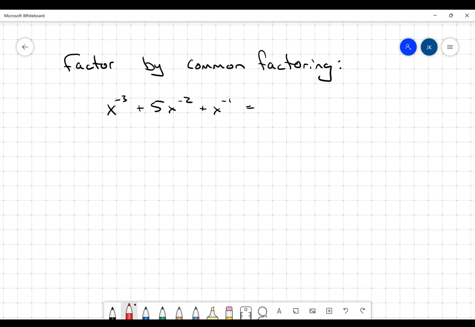So I'm going to take a look at the x's here. That's what I'm seeing here. So I've got an x here, an x there, an x there. And I've got to be really careful about this. The smallest exponent here is going to be x to the negative 3. That's what I'm looking for. So that's what I'm going to factor out.